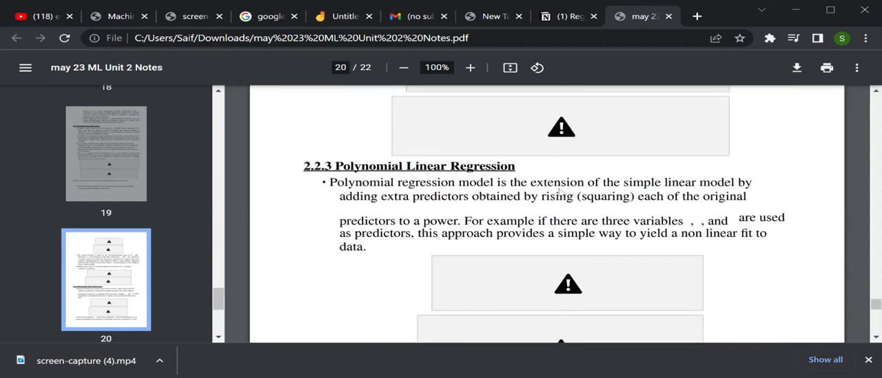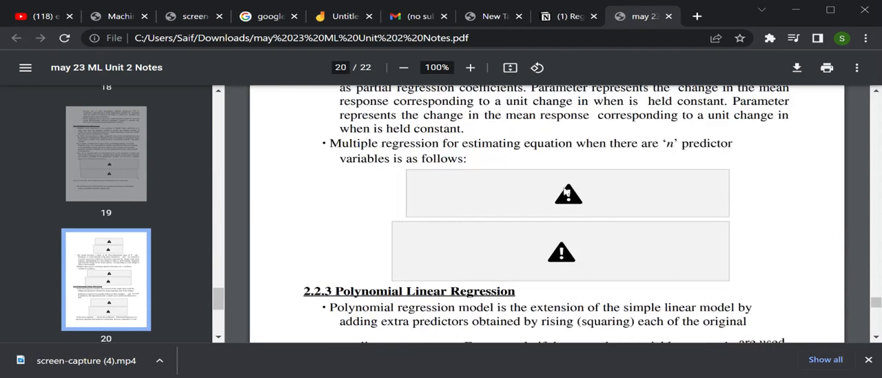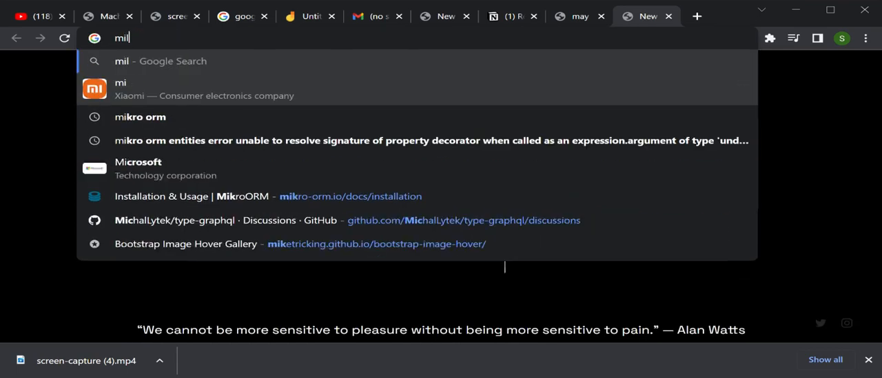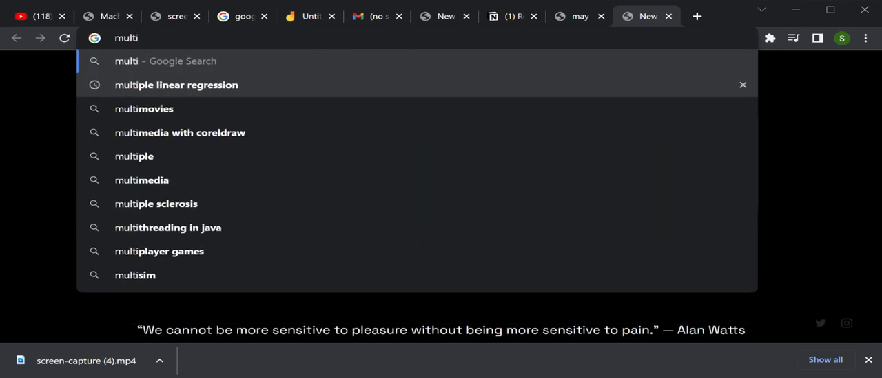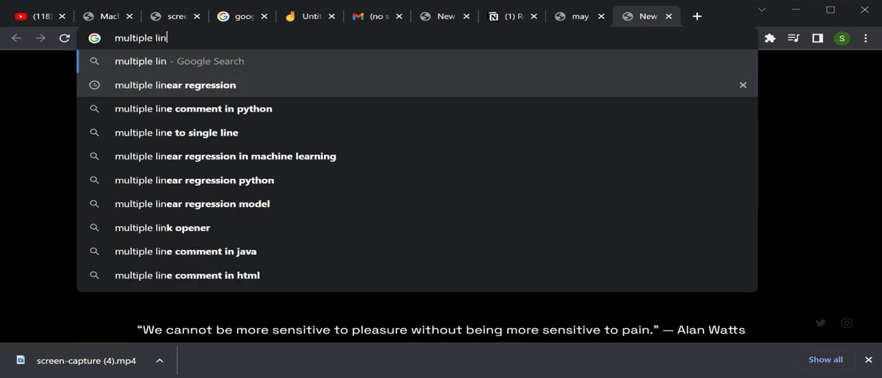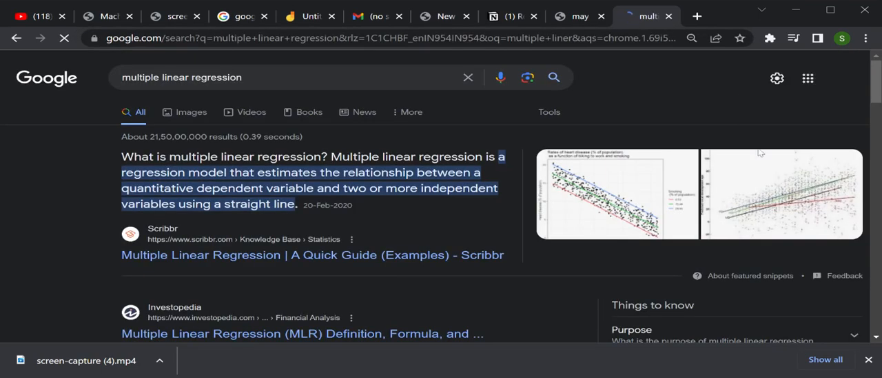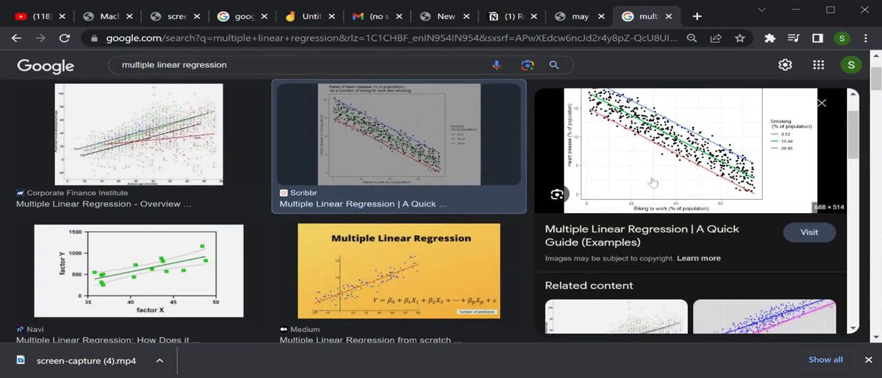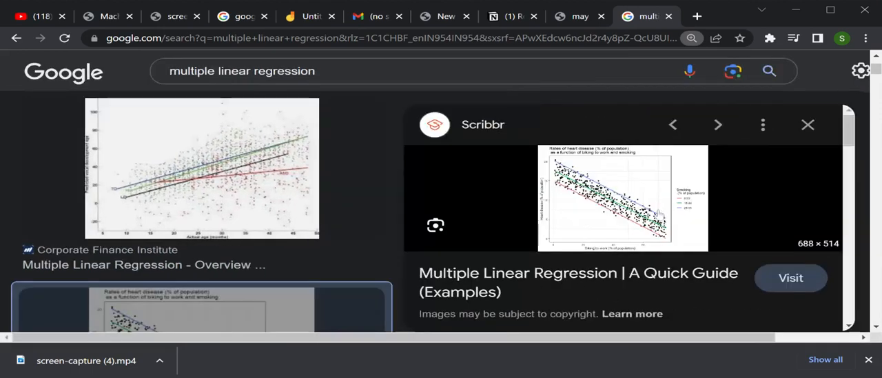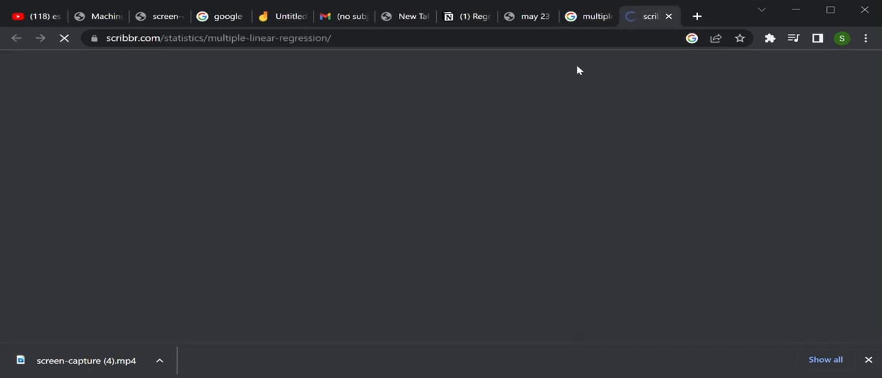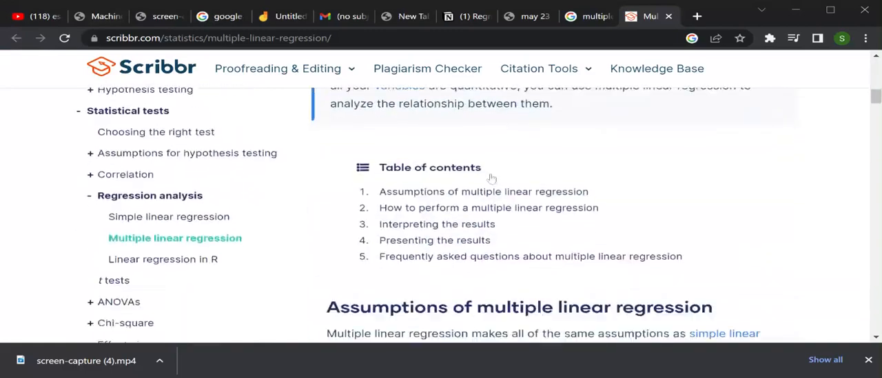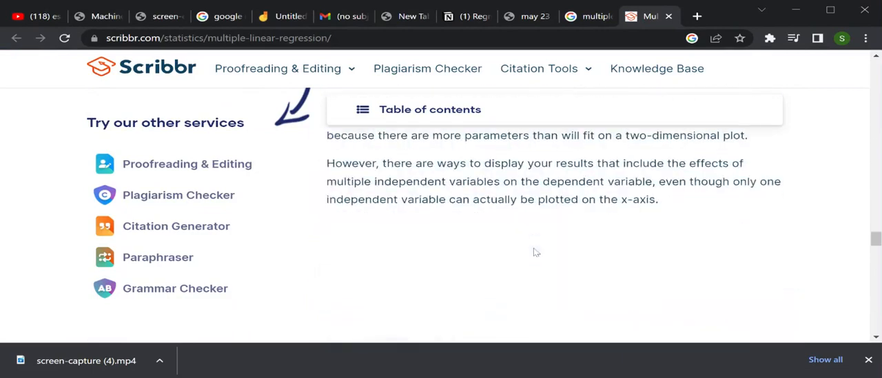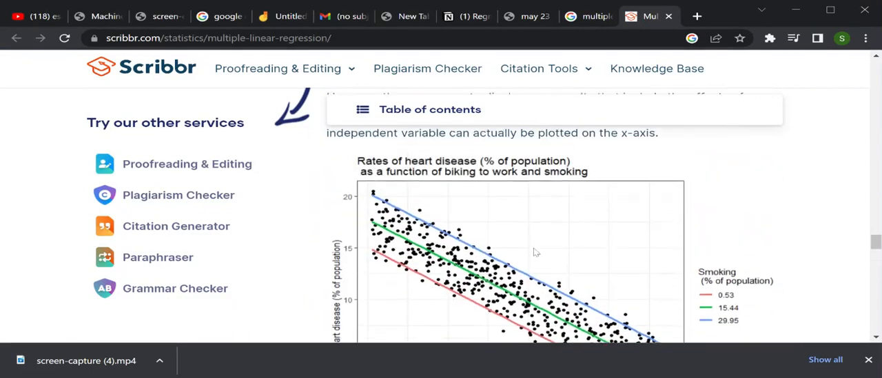Actually, I don't know why the images are not loading. I'll just search and show you. See, where is the image at? This.